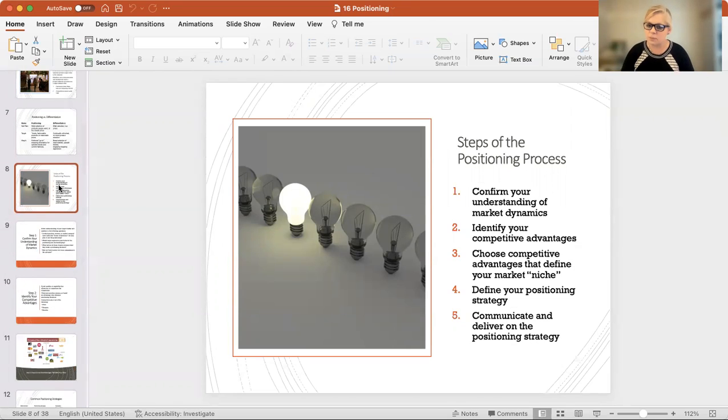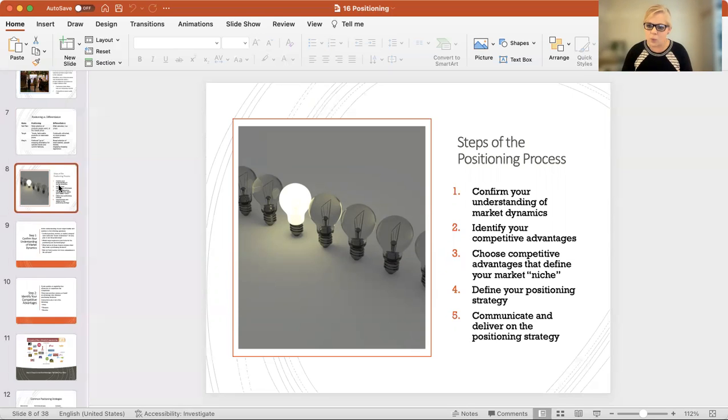What are some of the steps of the positioning process? You want to confirm your understanding of market dynamics. What's the market you're competing in and how are you going to fit? It's a big reason why you did your SWOT analysis. I need to understand, and you need to understand, where your competitors are and how you fit in. Where is your best spot within all of the other competitors that are in the market?